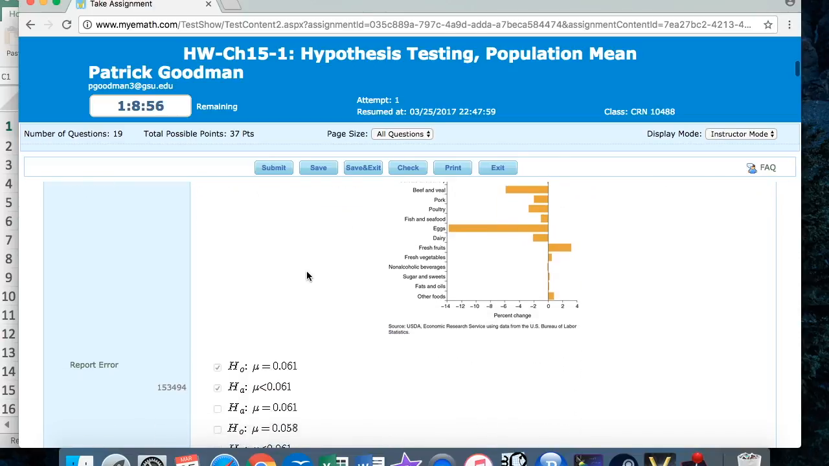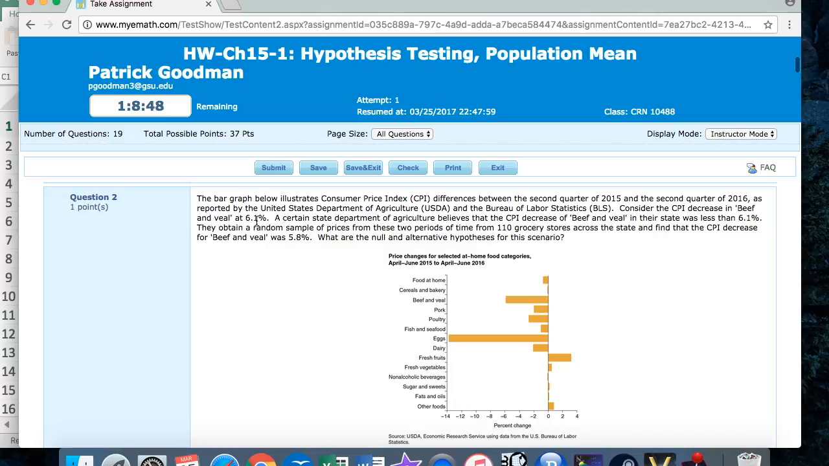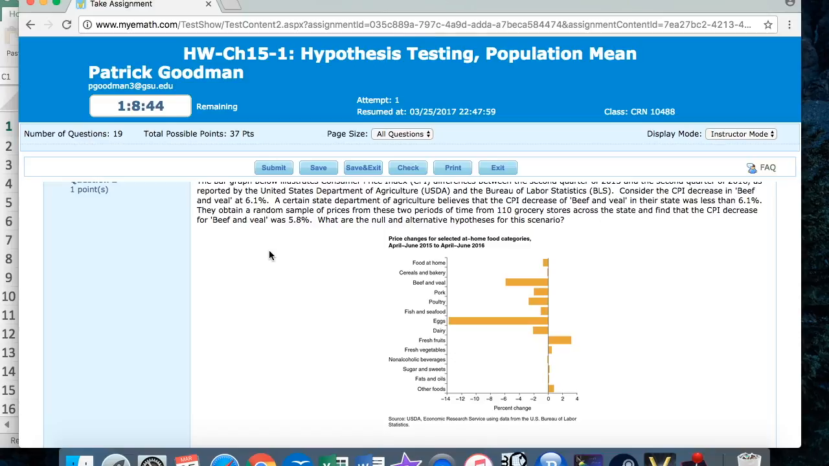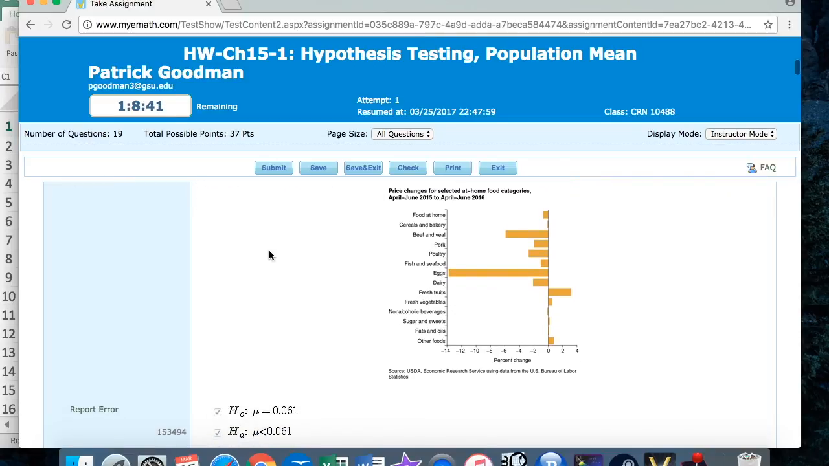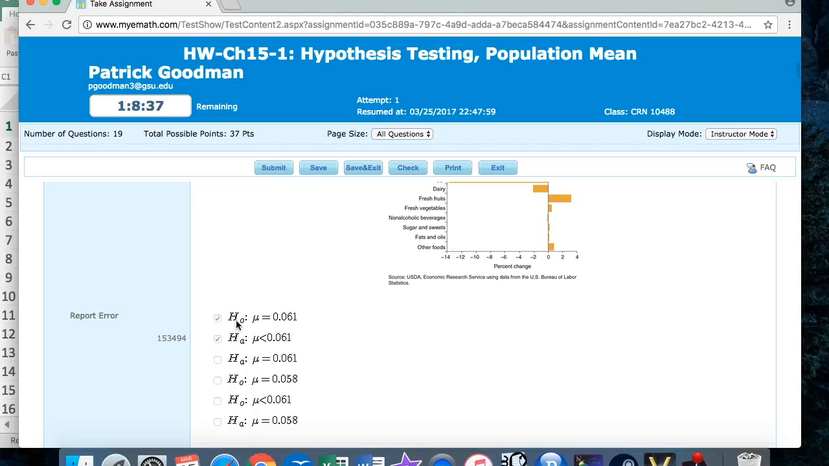So our H sub 0, which is the null hypothesis, and H sub A, which is our alternative hypothesis. Okay? So we know 6.1% is our magic number, right? So it'd be 0.061 in decimal. So for our null hypothesis, it's going to be equals, right? So we have our H sub 0, our null hypothesis, and the mean decrease is 0.061.